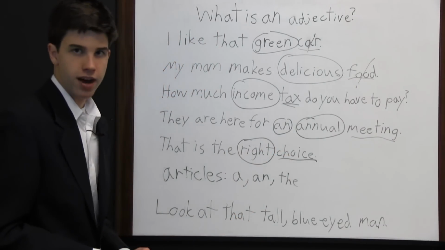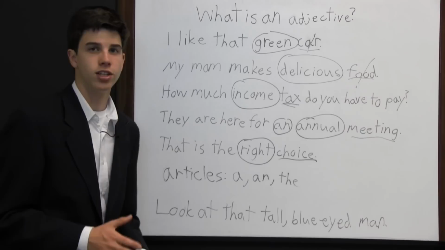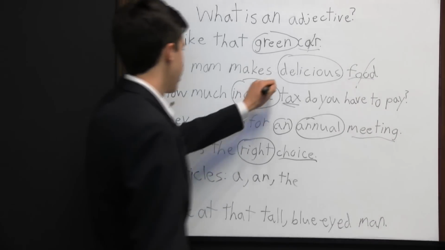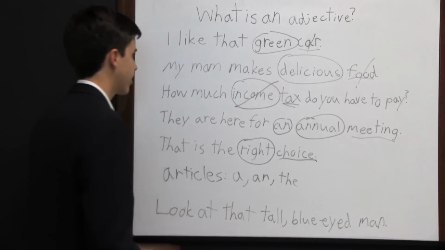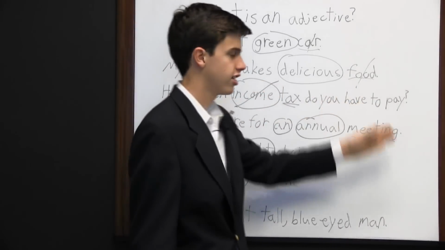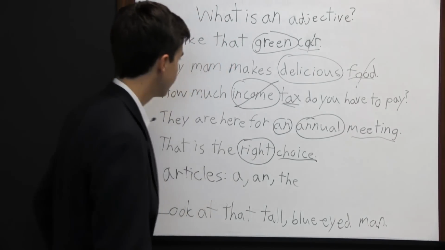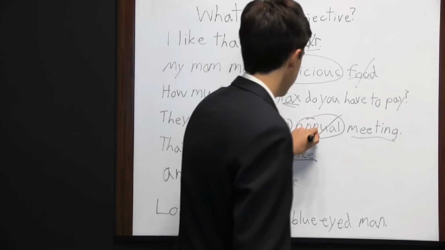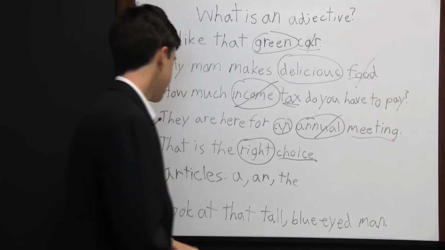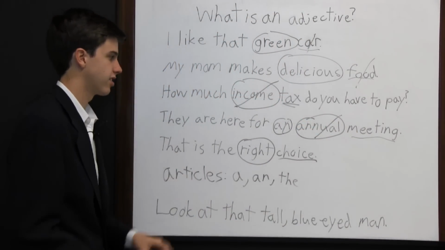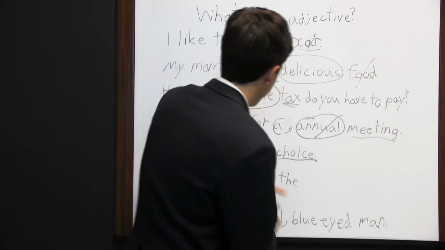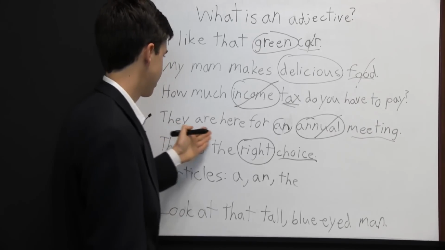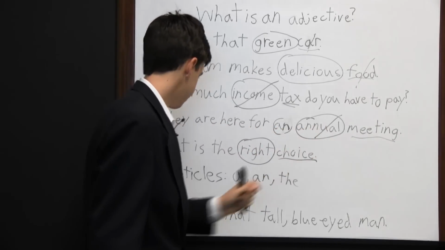Now, one last note about adjectives. Adjectives aren't always vital to a sentence. Like, you can remove them and the sentence still makes sense. So if we take income out of this sentence, you can read the sentence as, how much tax do you have to pay? That sentence still makes sense without the adjective. They are here for a meeting. So a lot of times you need articles in a sentence to still make sense. So if we leave an in the sentence but take annual out, the sentence still makes sense as they are here for a meeting.